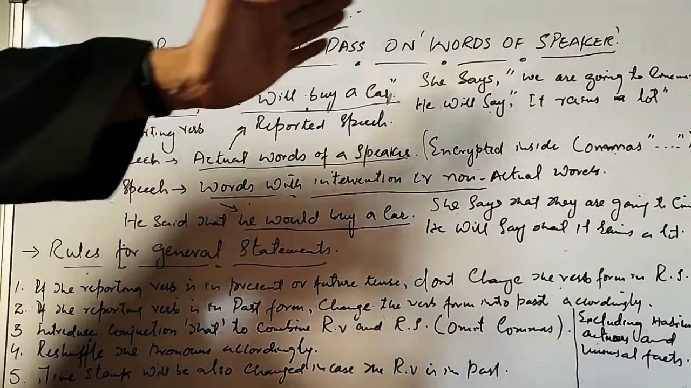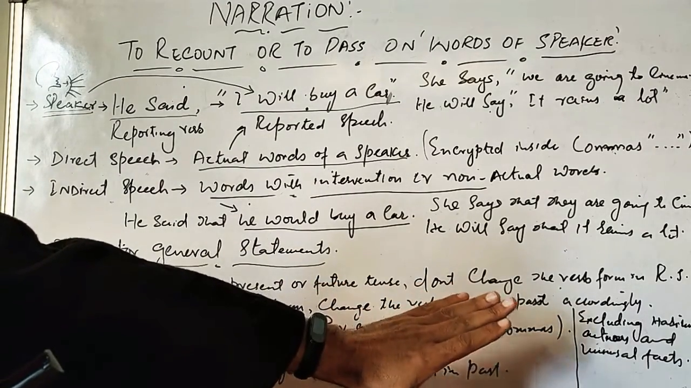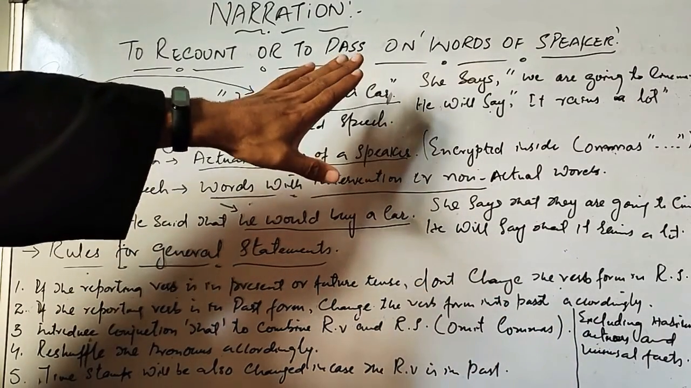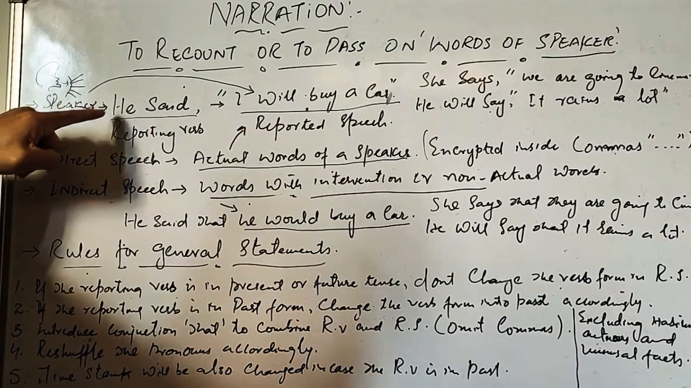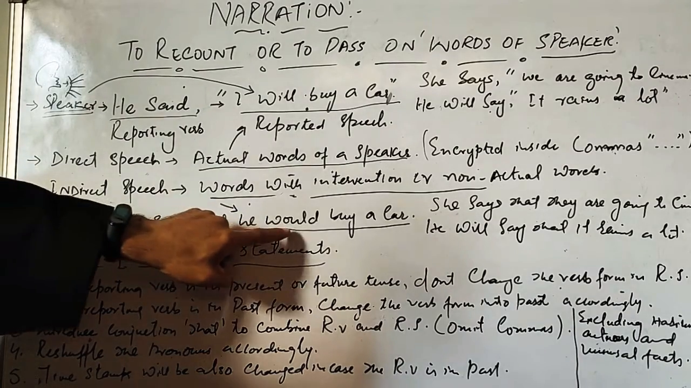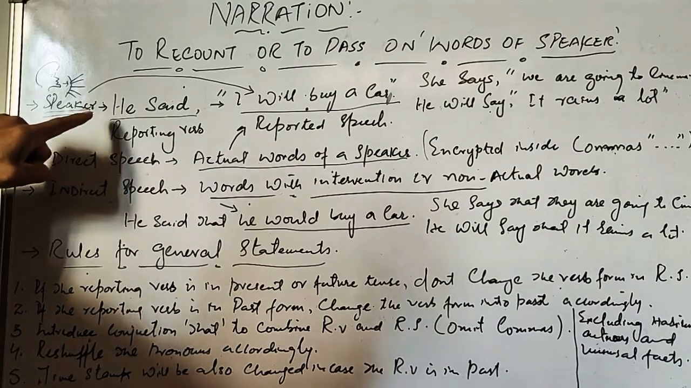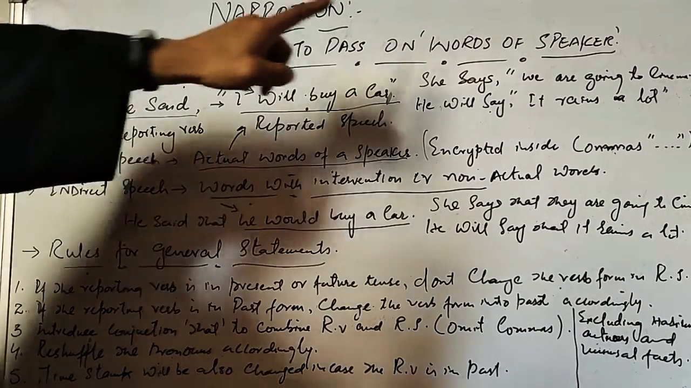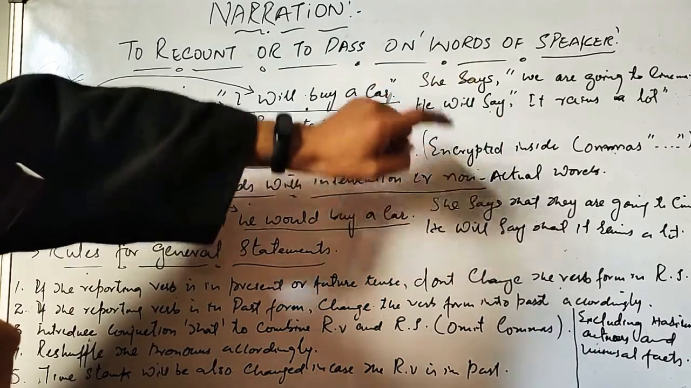What are the changes we need to make in reported speech? Don't change the verb form in reported speech. We don't have to change the verb form in reported speech like I did here. He said, "I will buy a car." He said that he would. We changed will into would, provided that the verb was in past form. But if it is in present or future form, it will remain unchanged.